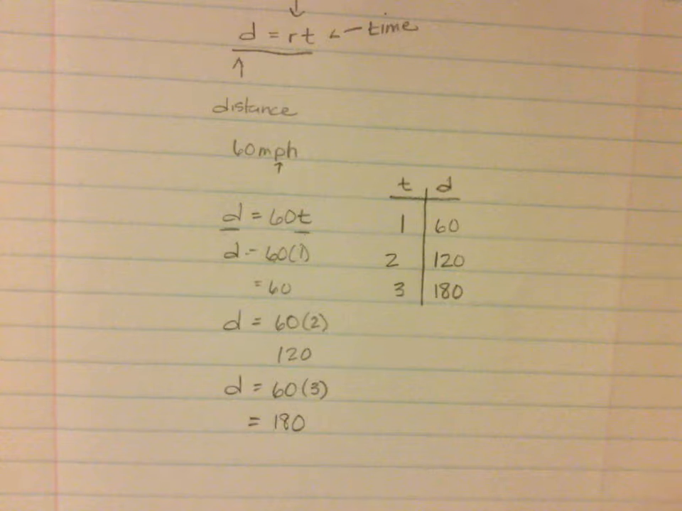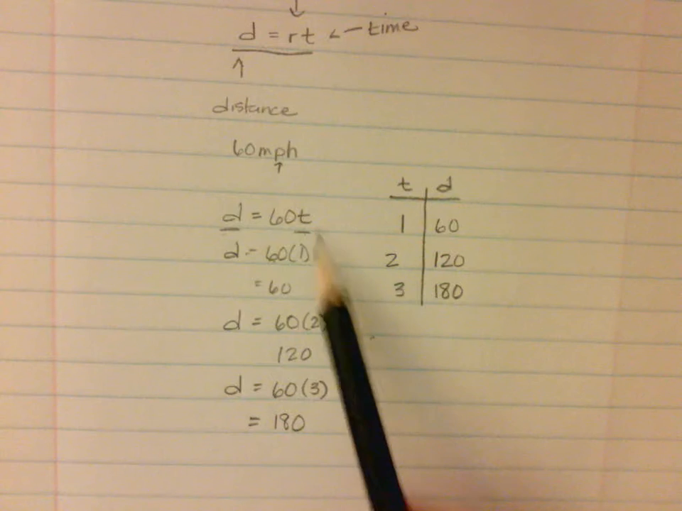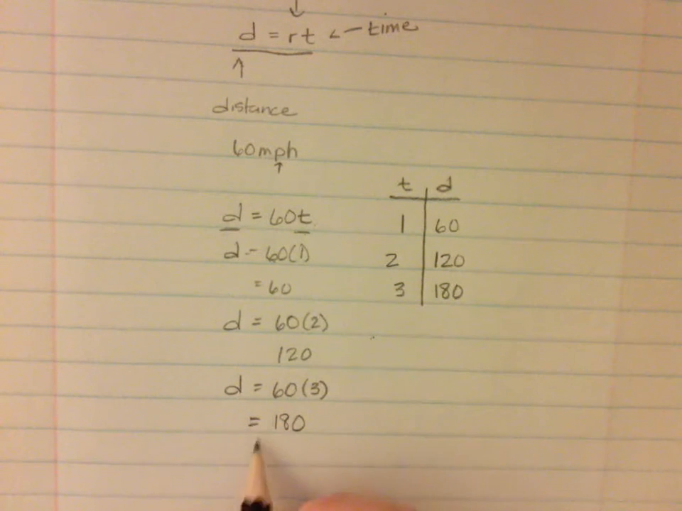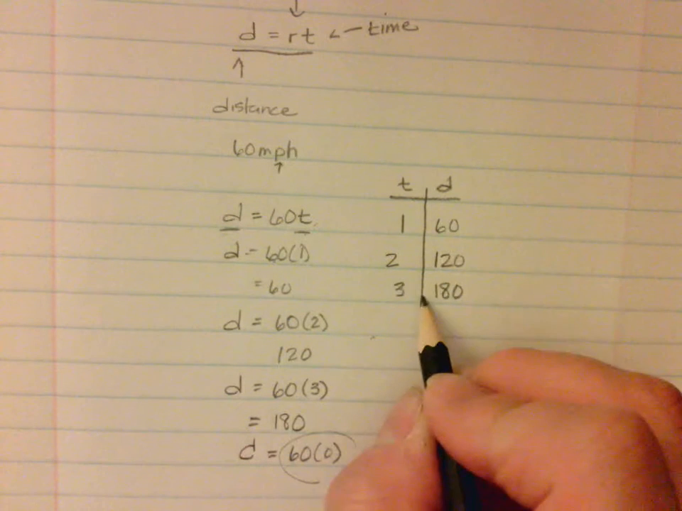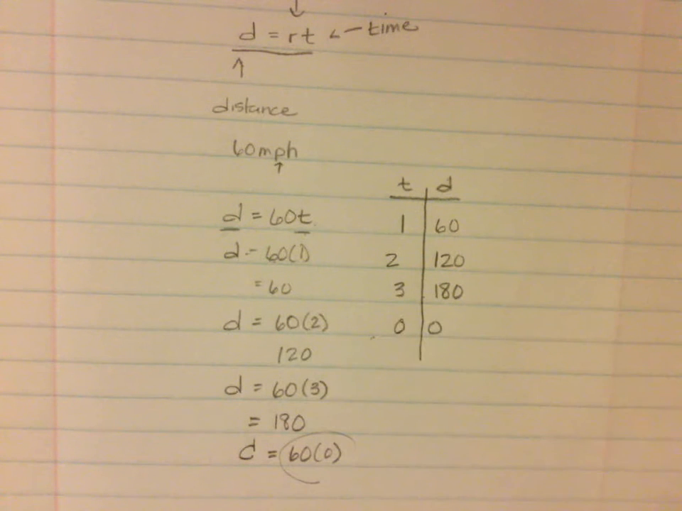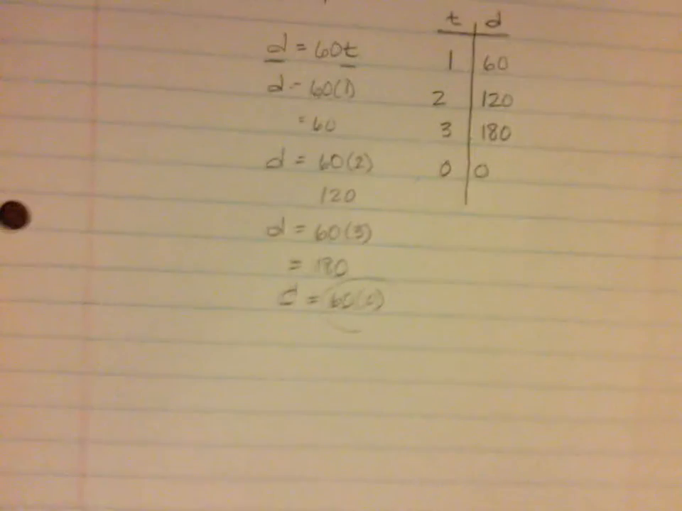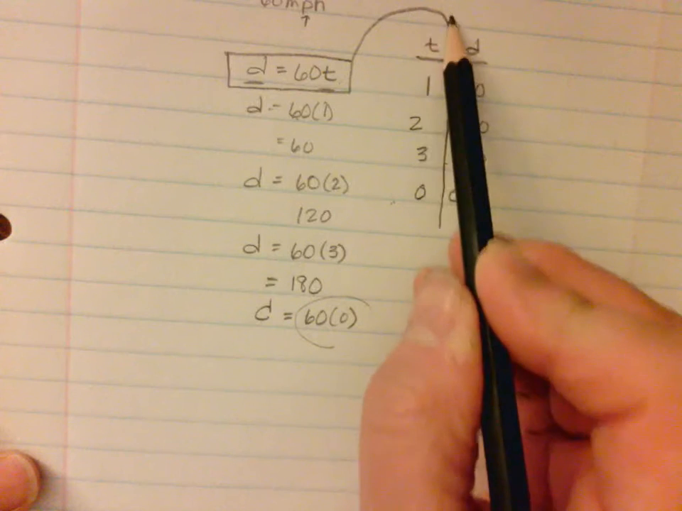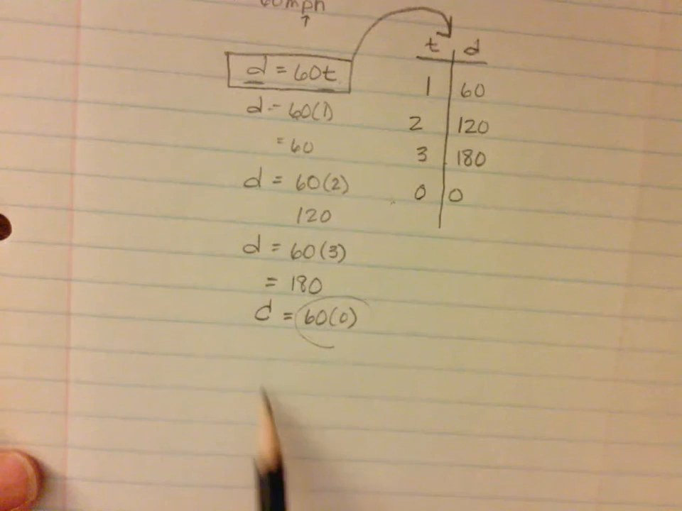Now, I want to stop for just a moment. There's one more value I want to put in my table, and that's if I travel for 0 hours. So if I were to put a 0 in for t, I would get a 0 for my distance, because obviously if I travel 0 hours, I can't go any miles. So I'm going to take this equation that I have turned into this table, and I'm going to make a graph of it.